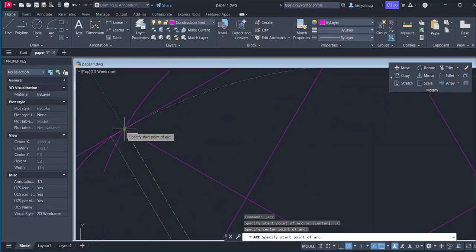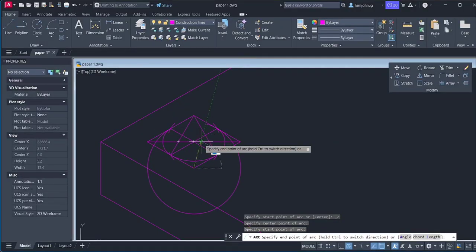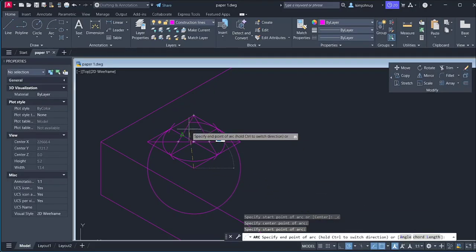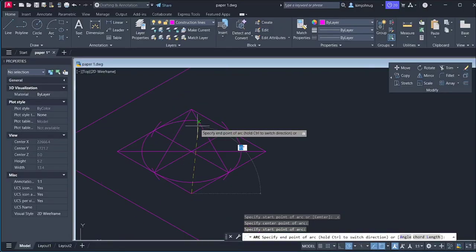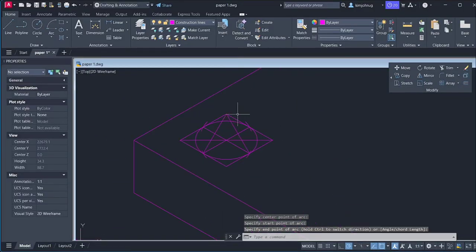Then I start. Are you seeing this? So the arc is telling me that the start I've chosen is wrong. We have to start from here to here. So what do I do? It says here, hold control to switch direction. So you do the same. You hold control, and the direction switches from the start you've chosen here.